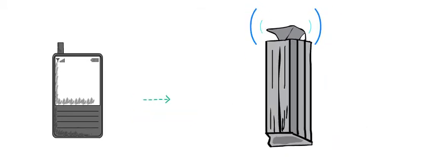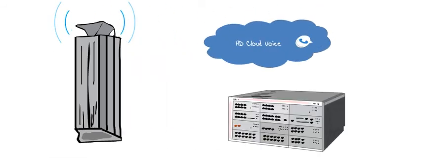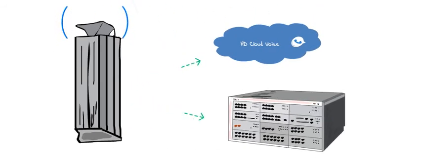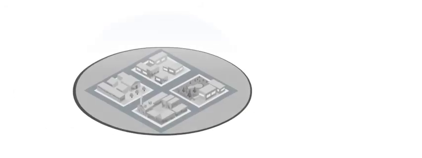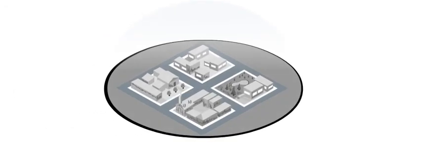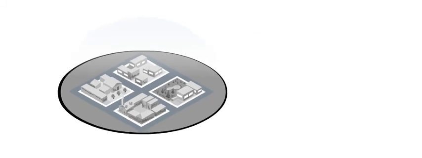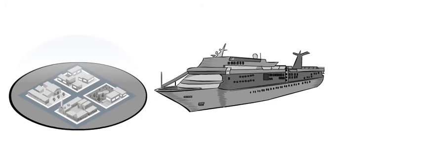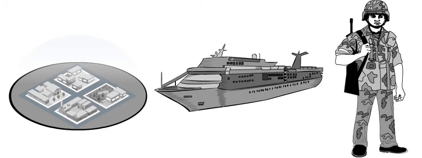With TruMobility, you can connect cellular devices to your corporate PBX or our own feature-rich cloud solution. TruMobility's private cellular network also has other applications like cellular networks for businesses without cellular coverage, cellular networks for cruise ships, and on-demand cellular networks for our government.